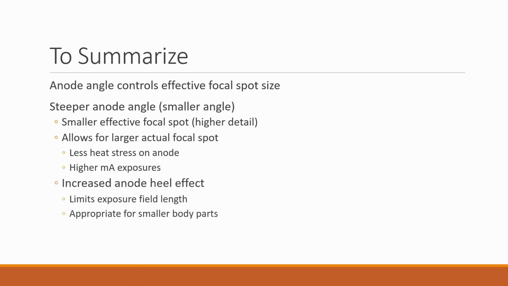Smaller anode angle does increase the likelihood the anode heel effect may be a problem, which can limit the radiation field length or make the tube appropriate for smaller body parts.